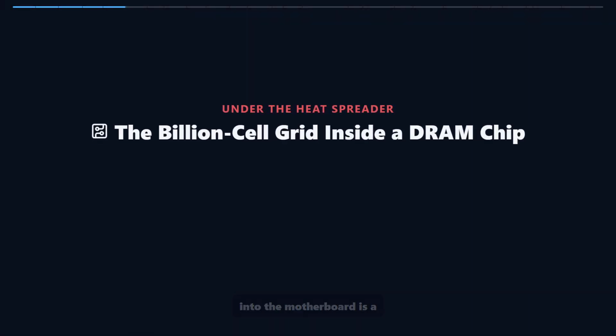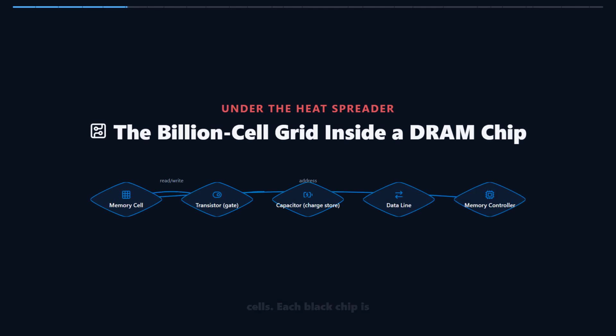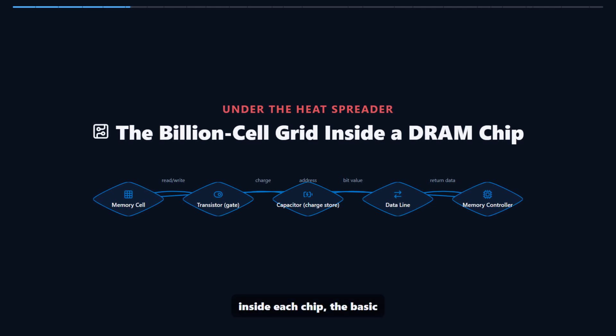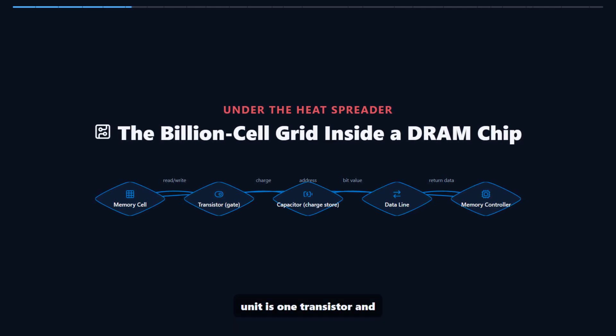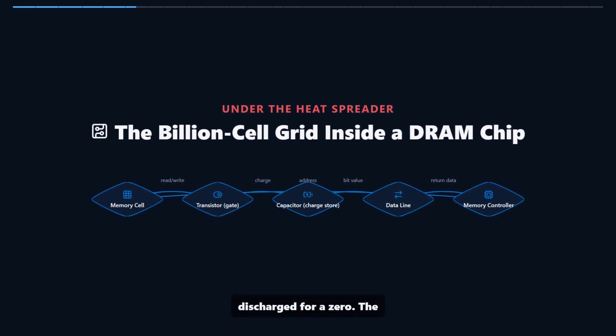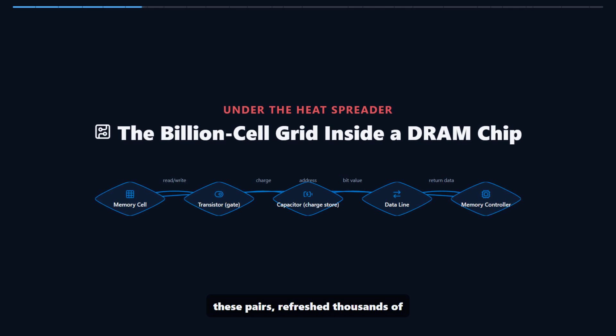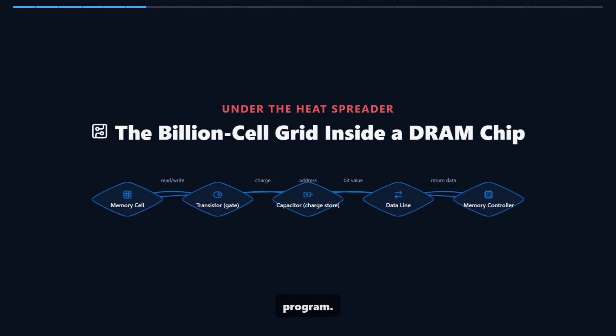That green stick you slot into the motherboard is a grid of billions of tiny cells. Each black chip is a dynamic RAM chip, and inside each chip, the basic unit is 1 transistor and 1 capacitor. The capacitor holds a charge, charged for a 1, discharged for a 0. The transistor acts as a gatekeeper, letting the controller read or rewrite that charge. Billions of these pairs, refreshed thousands of times per second because the charge leaks away. That's it. That's the engine behind every running program.